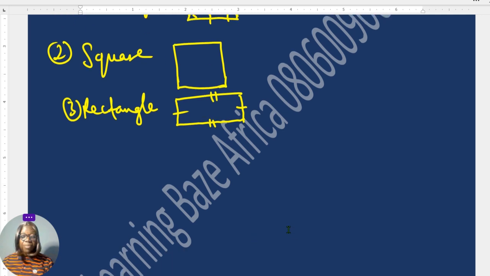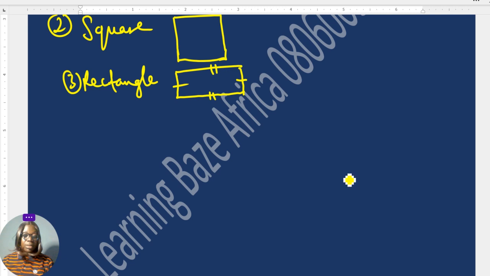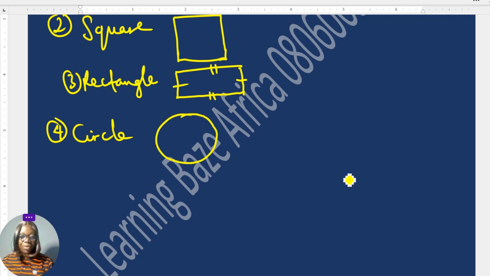Now, another example of plane shapes is a circle. We have circle, all these are under geometry, all right? A circle is a round figure. It has what we call a diameter, which is a line that divides the circle into two equal halves. And it also has what we call radius. Radius is a line drawn from the center of the circle to any part of the circumference.